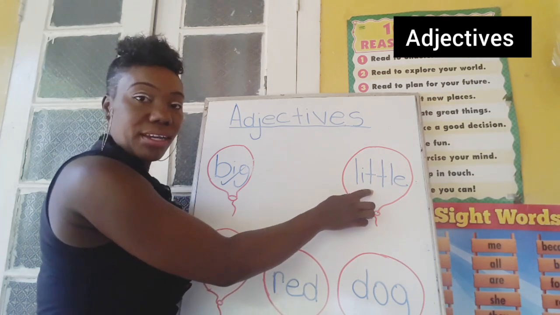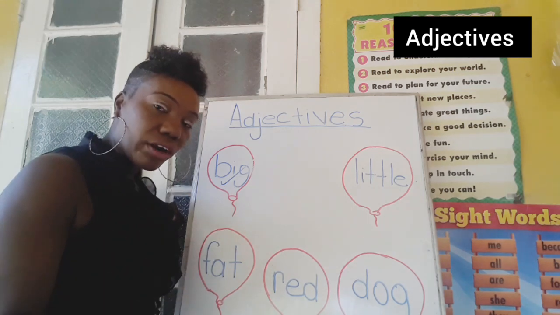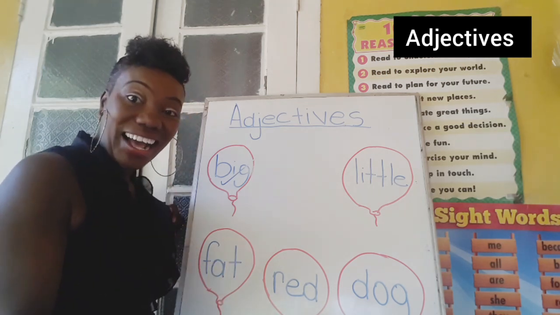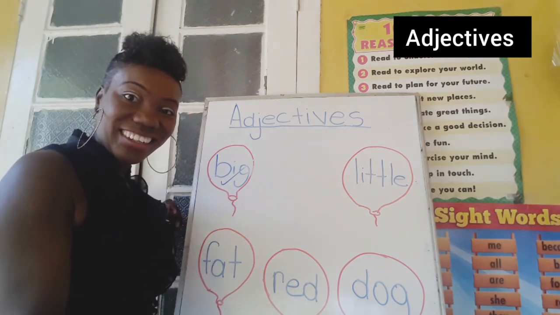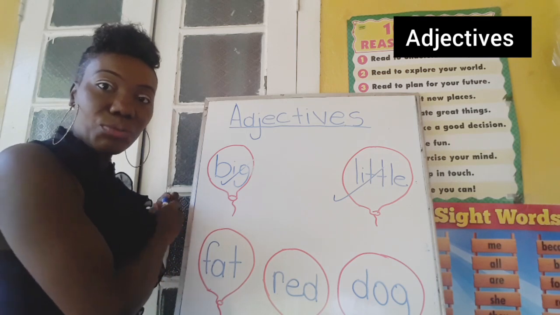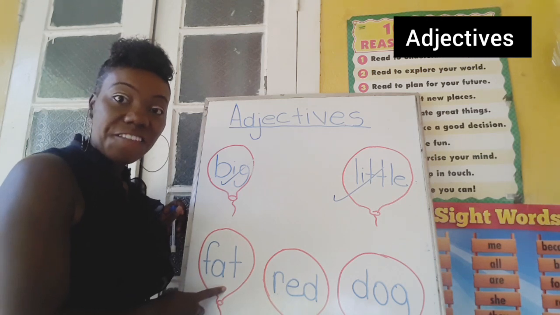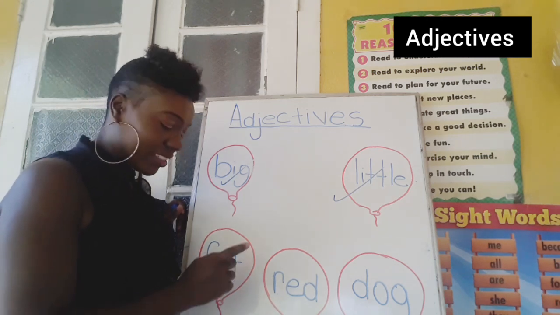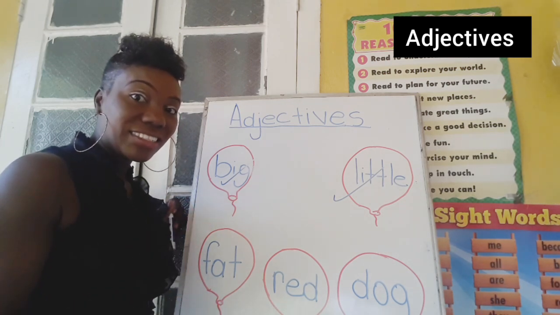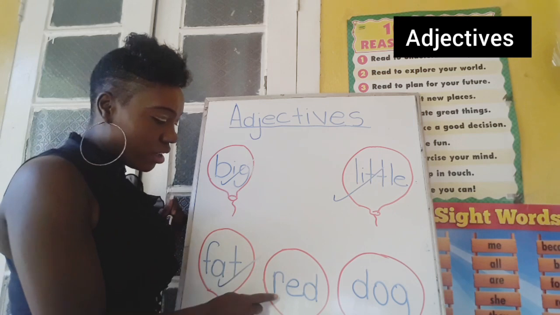Now let's go to this word. Little. Can little tell you how someone or something looks? Yes. Because you can have a little bag. You can say the bag looks little. Yay, very good. So we can tick that one. Now, moving on. How about this word? What word is this? Fat. Now, can we say someone is fat or something looks fat? Yes! Very good. Nice.